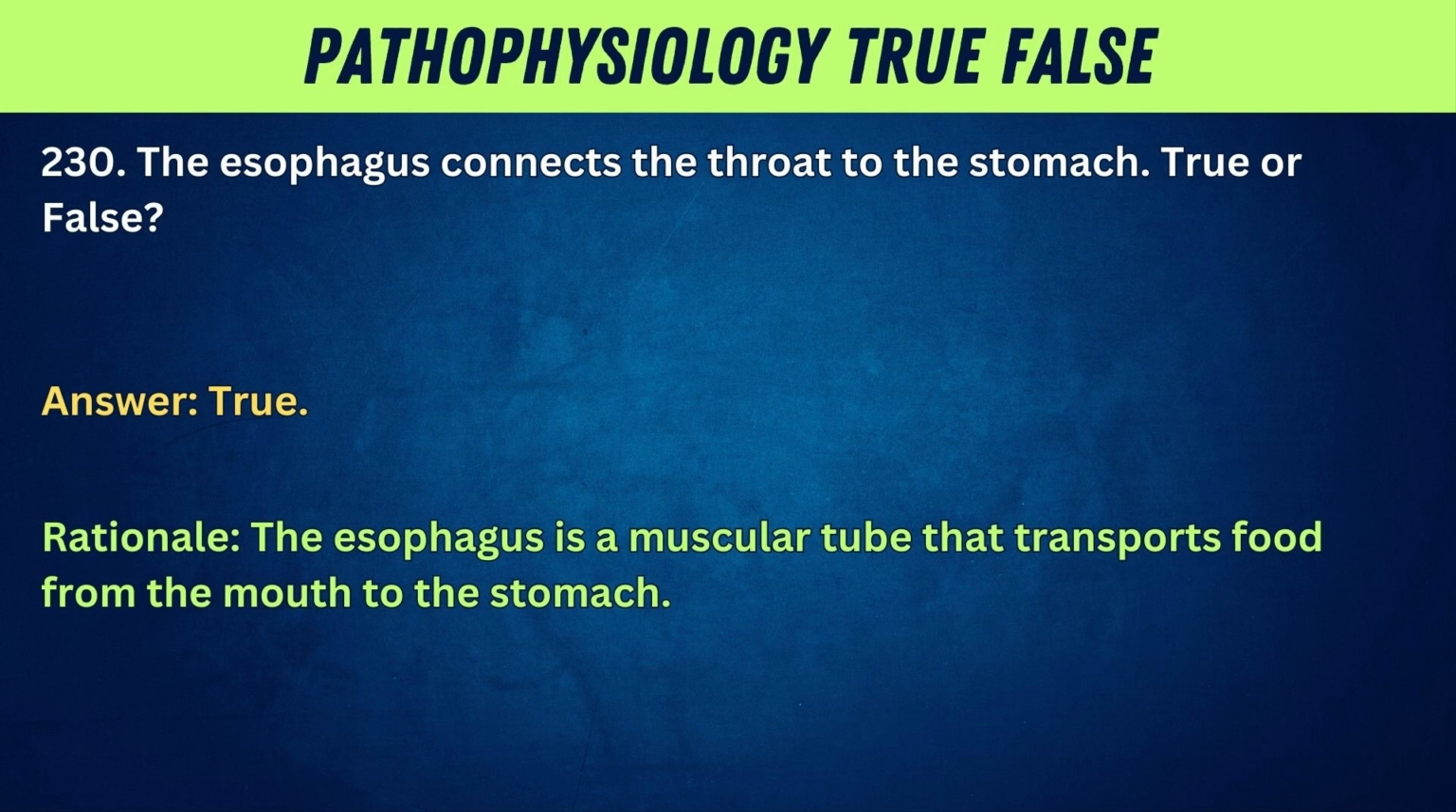230. The esophagus connects the throat to the stomach. True or false? Answer: true. Rationale: the esophagus is a muscular tube that transports food from the mouth to the stomach.